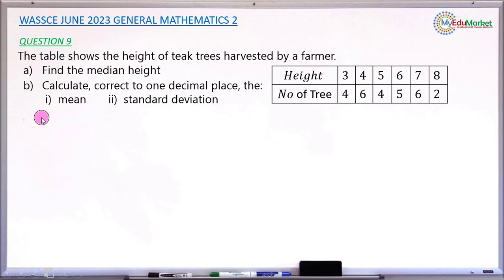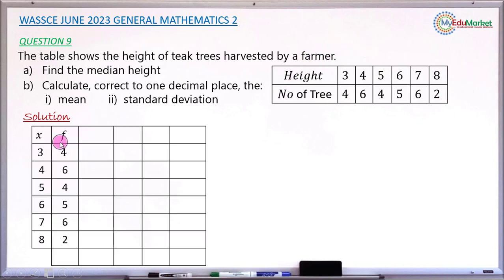So for the solution to this problem, what you do first is to copy the table, this time in a vertical format, just like this. This is easier to work with. You now use X to represent the height, the data that we have collected, and we use F to represent the number of trees. F simply means the frequency. So I copied this exactly, but in a vertical format. So 3, the frequency is 4, height 4, the frequency is 6, and so on.